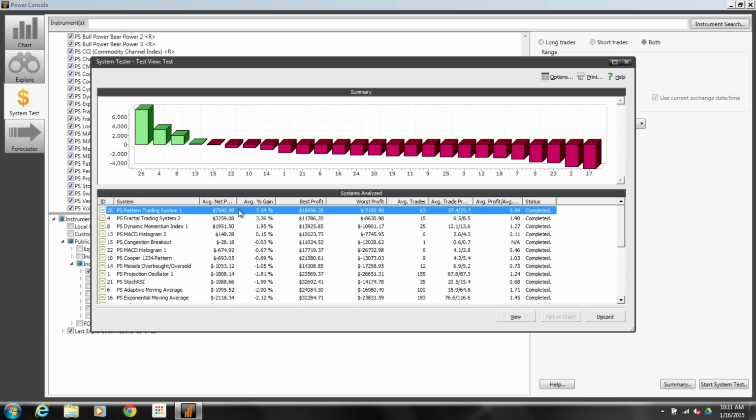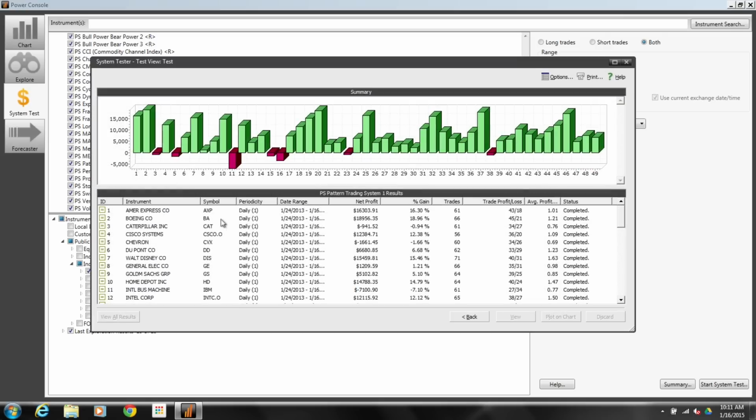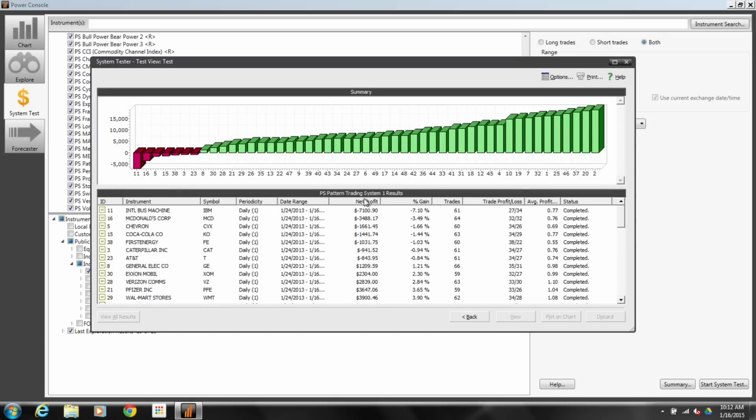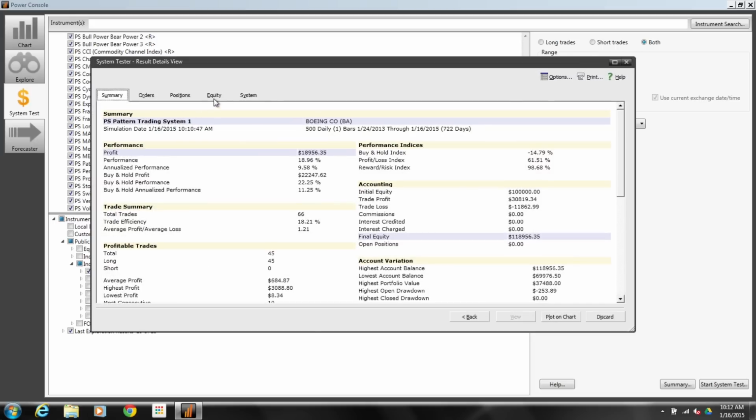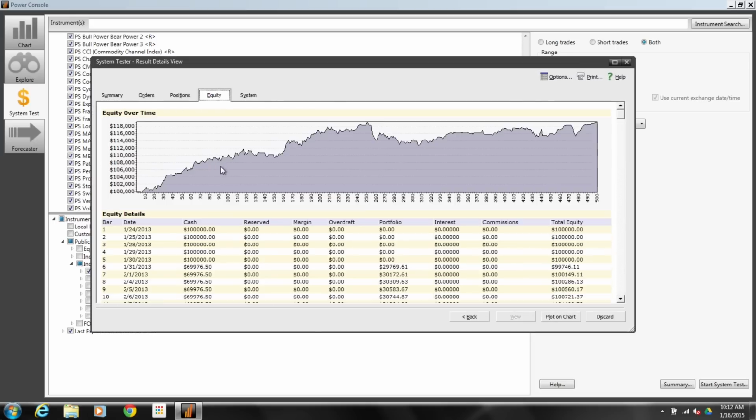So what I can then do is, well, I know the PS Pattern Trading System works best against that basket of stocks. I can then go into that list of stocks by double-clicking on it and then rank on which of those securities. So we can see that Boeing here was the best performing at two different levels. So we had the Dow against that strategy, and now we have all the individual stocks within that strategy. So let's go ahead and open up that equity line here, get a good view of how it's performed.